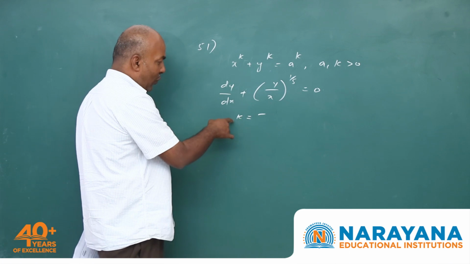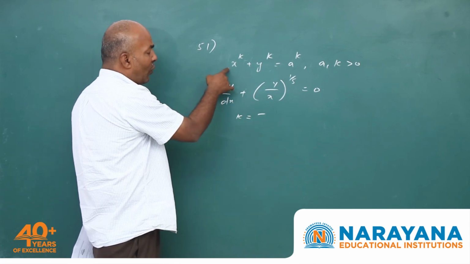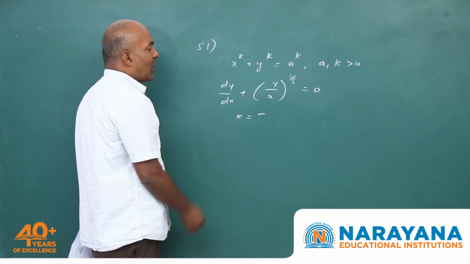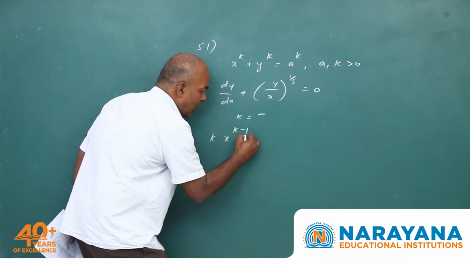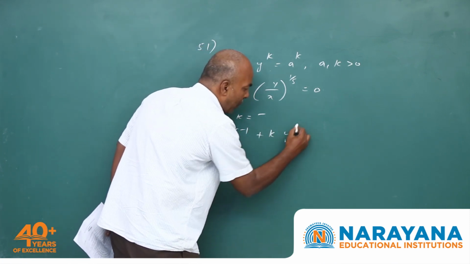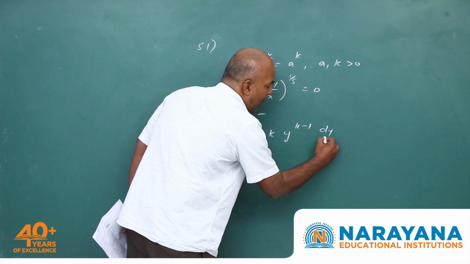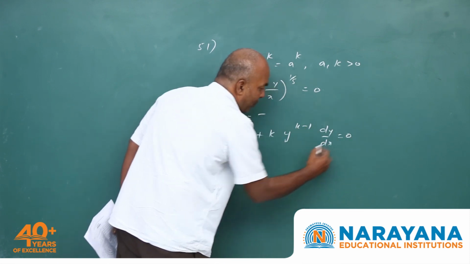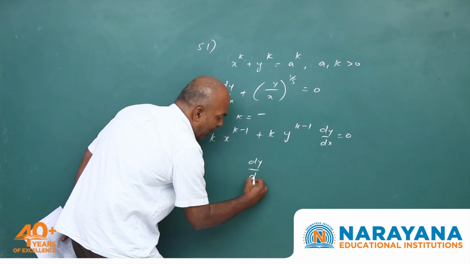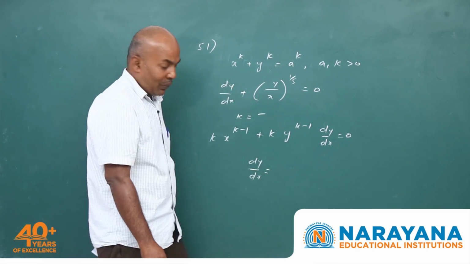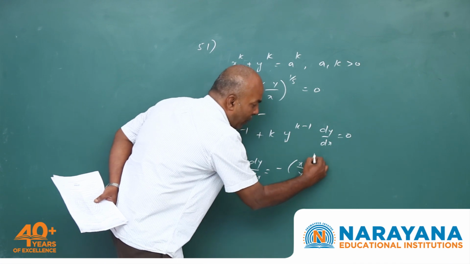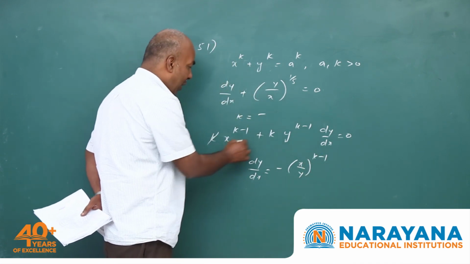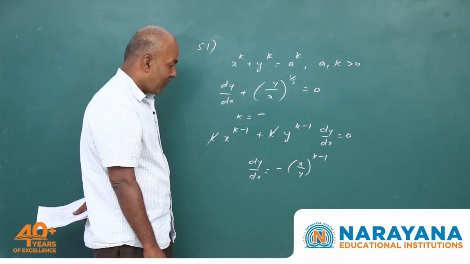So to find the value of k, I go for differentiating the given statement with respect to x. So k into x power k minus 1 plus k into y power k minus 1 into dy by dx equal to 0, which implies dy by dx is equal to minus of (x by y) whole power k minus 1 after having cancelled k.